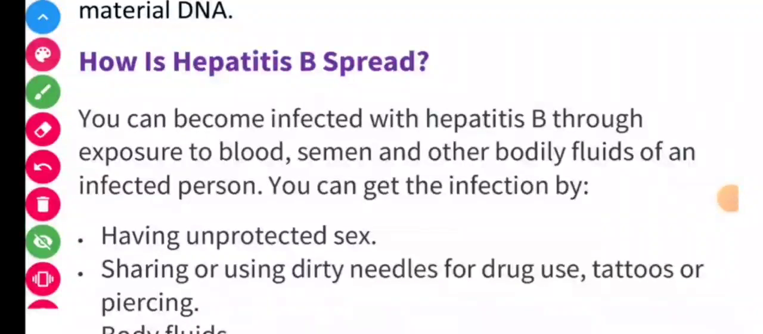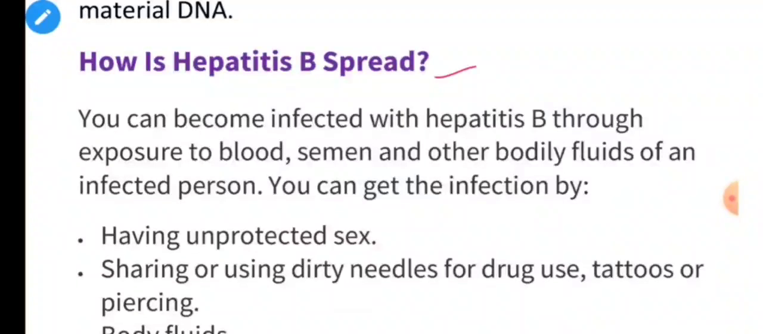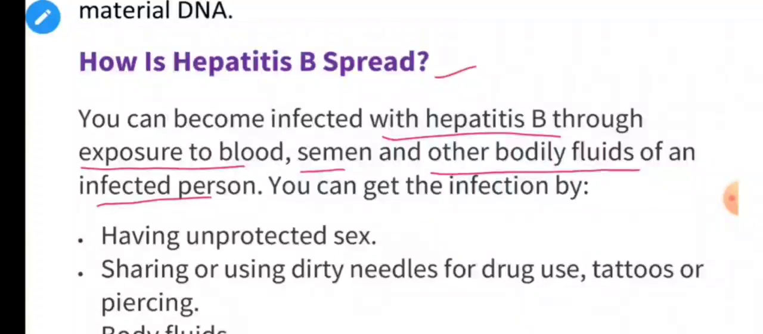Now we will see how hepatitis B spreads. Students, remember, this kind of disease spreads through the exposure to blood. That means a person can be affected with hepatitis B through the exposure to blood, semen, and other bodily fluids of an infected person. Like, if I tell you, it is spread from one body to another body through the body fluids.